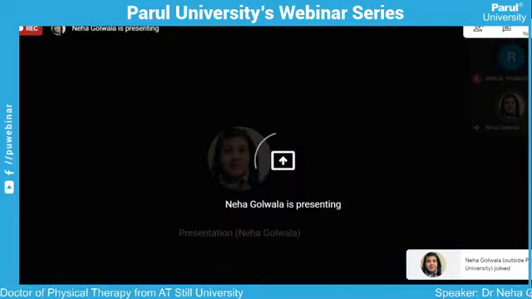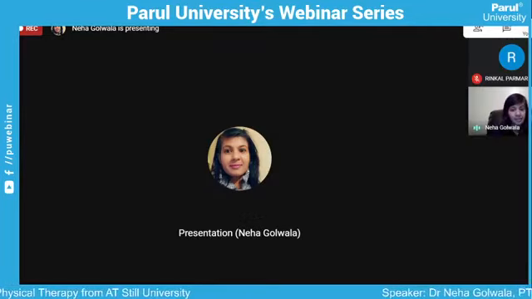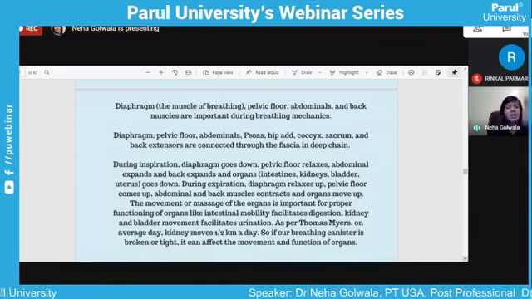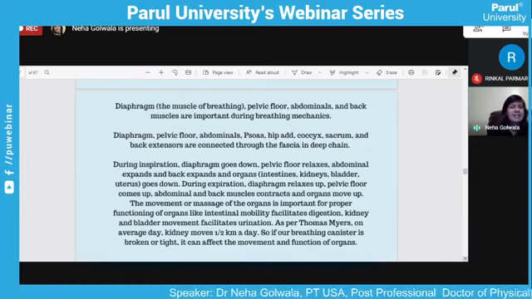So that is very important: the diaphragm, pelvic floor, abdominals, and back muscles. They are very important during breathing mechanics. Diaphragm, pelvic floor, abdominals, even psoas, hip adductors, coccyx, sacrum, back extensors, they make a U shape, like a hammock, and they share the fascia through the deep chain. So anything that is tight can affect the movement.